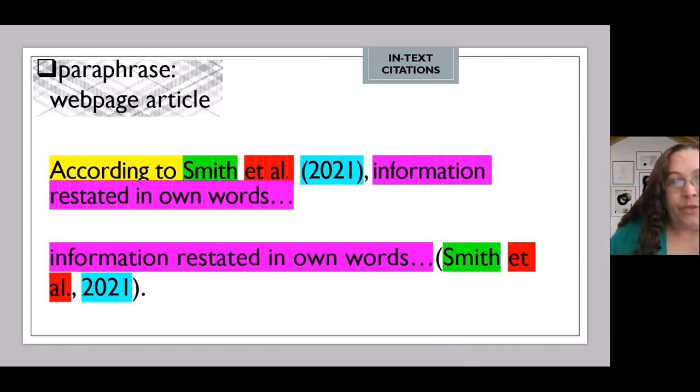In case of web page articles, well, we do not have a word-by-word quotation. So obviously, it is going to stay the same way as in quotation. The difference is that we do not provide a paragraph number. Why? Because we're not quoting. We're just restating that information, but with our own words. But we still need to make reference to the author and the year of publication.